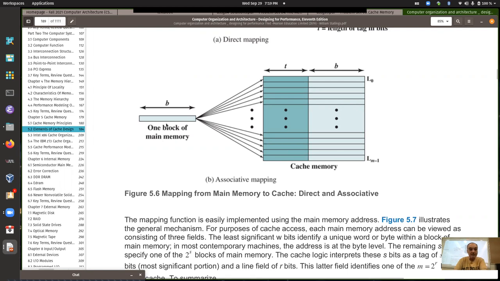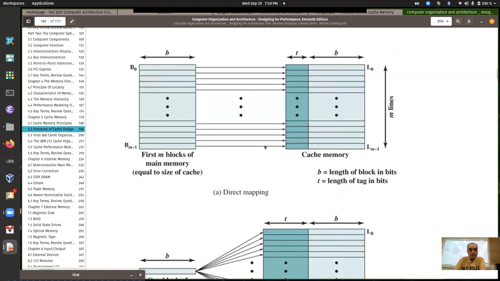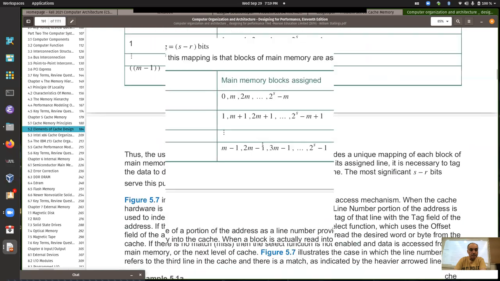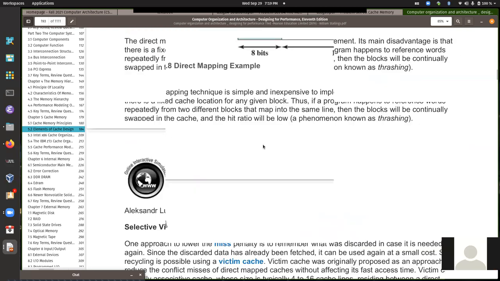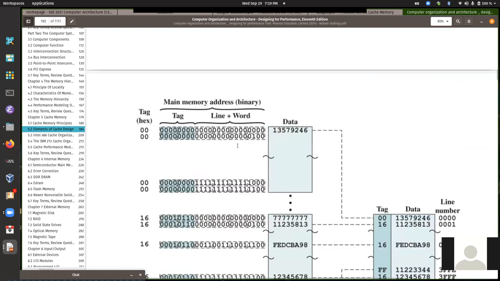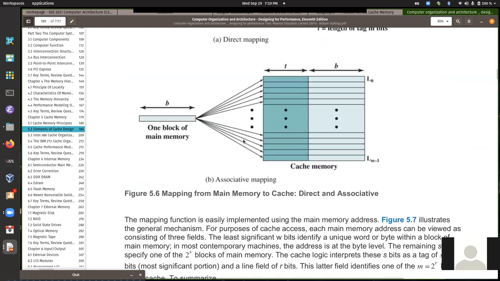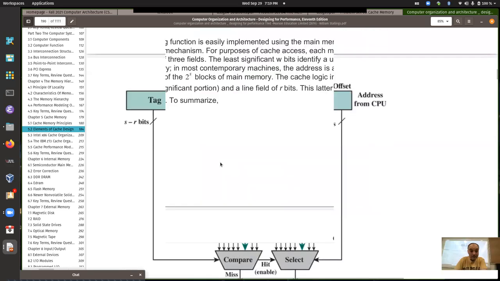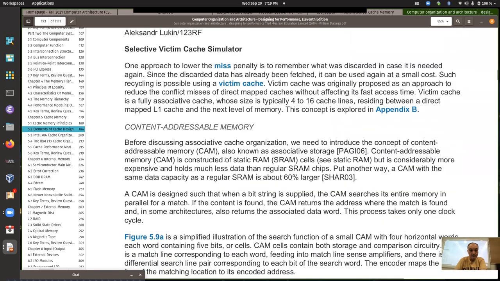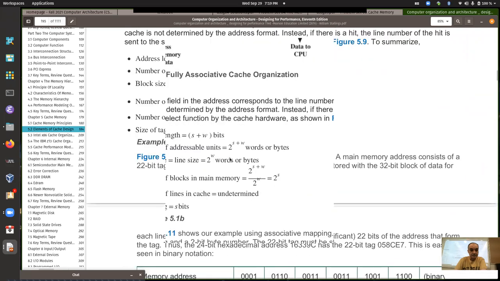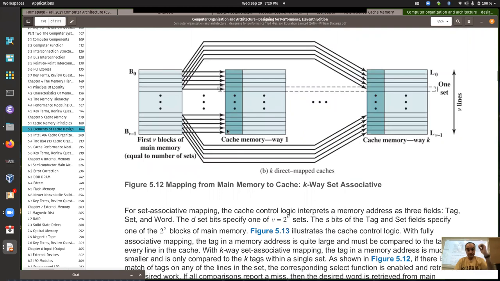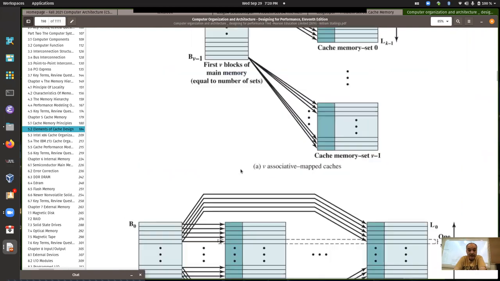So for an associative mapping, basically, well, in this example, it's actually set associative. So we're breaking it up into sets. I can't remember which figure it is. I think it starts in figure 512. Okay, let's take a look at 512 then. Yeah, you're right, so like a K-way set associative.